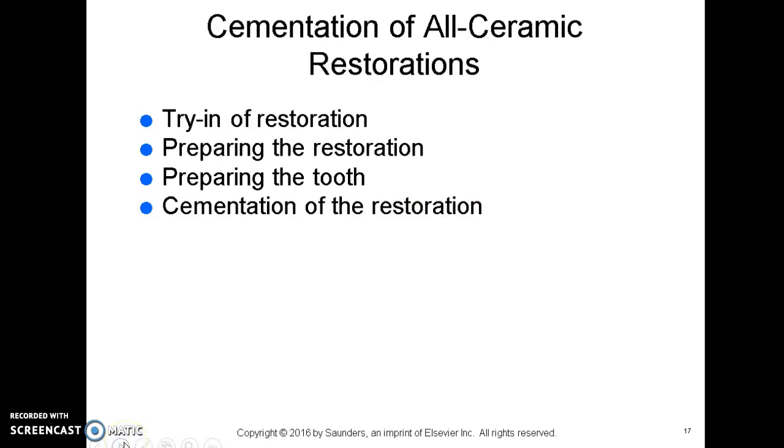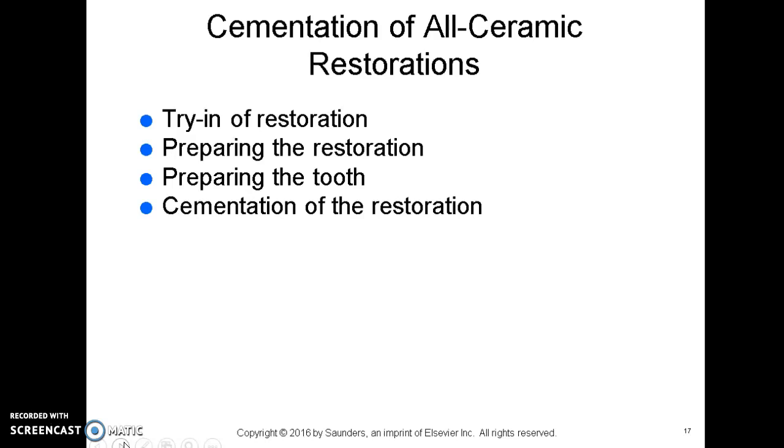The cementation of all porcelain restorations, of course, the restoration is going to need to be tried in to the patient's mouth before it is cemented to make sure that the margins are nice and in contact, that the preparation is not too high and is comfortable for the patient.